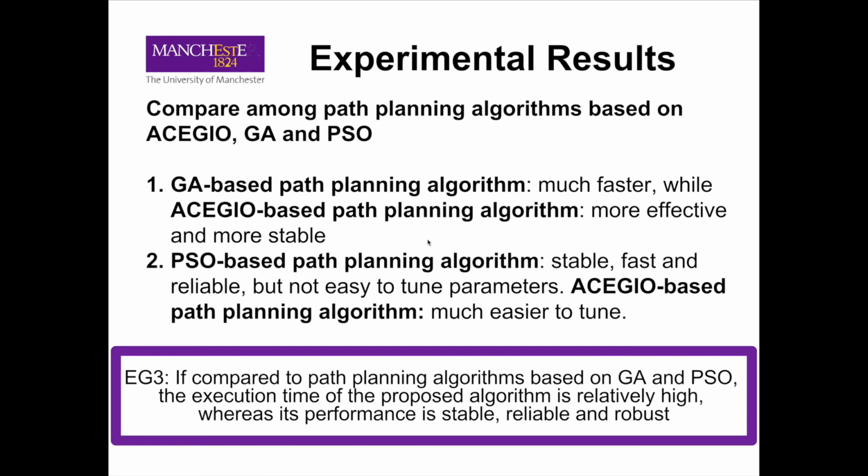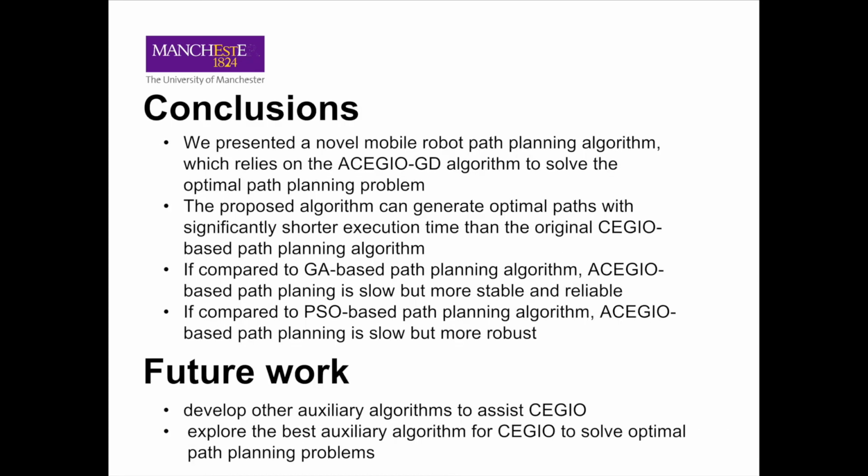Here are the overall results to answer experimental goal 3. The GA-based path planning algorithm is faster, while the ACGL-based path planning algorithm is more effective and more stable. The PSO-based path planning algorithm is stable, fast, and reliable, but not easy to tune the parameters. However, the ACGL-based path planning algorithm is much easier to tune. And here is the conclusion and future work.